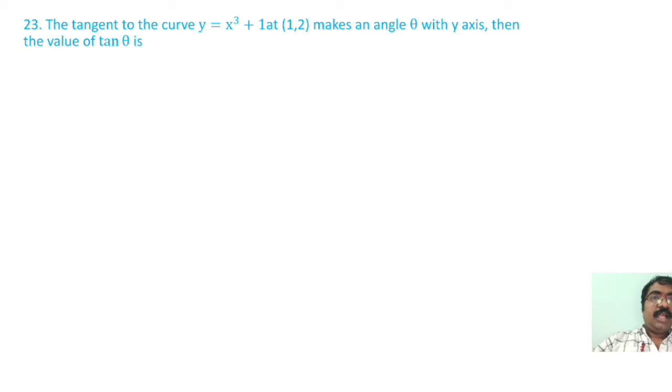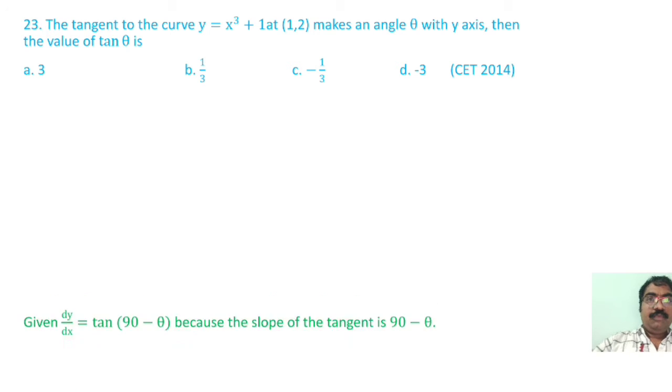Next, 23rd one. The tangent to the curve y equal to x cube plus 1 at (1, 2) makes an angle theta with the y axis. Then the value of tan theta is? Options: 3, 1 by 3, minus 1 by 3, minus 3. Asked in CET 2014.